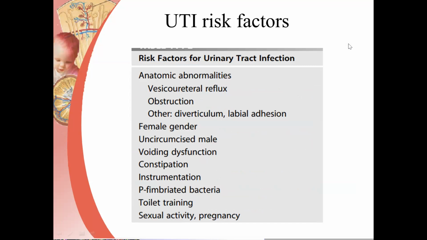What are the risk factors for urinary tract infection in children? They can be anatomic abnormalities like vesicoureteral reflux. This is one of the important causes. It refers to the return of urine from the bladder to the kidneys. So that is the term for vesicoureteral reflux. It can be because of an obstruction to the passage of the urine in the form of hydronephrosis. It can be a posterior urethral valve or other causes like diverticulums, labial adhesions, etc.